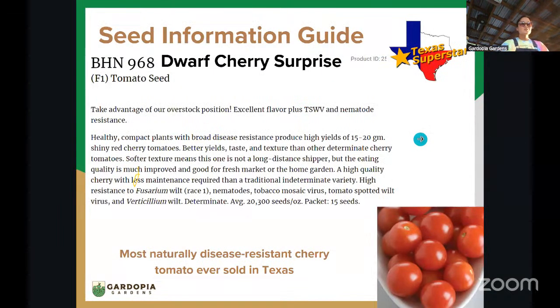But Texas Superstars. This is probably Dom's favorite tomato. It's a really cool tomato. It's called the BHN 968. Say that 50 times in a row. Or the dwarf cherry surprise, right?